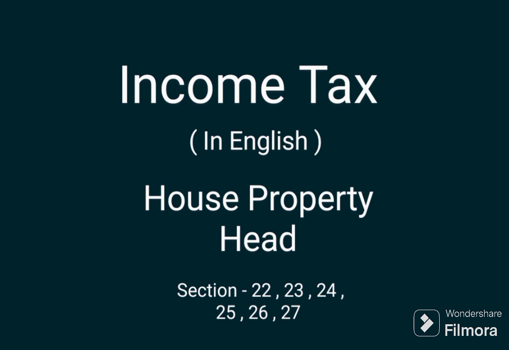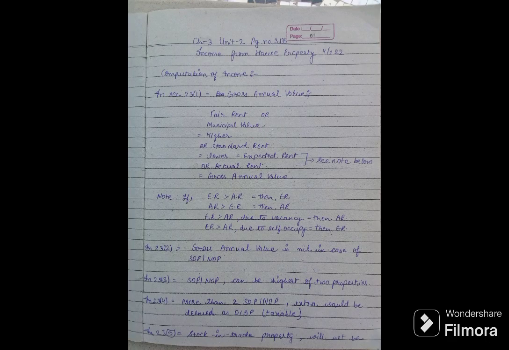Section 22 is completed. Now we have to compute income from house property. For calculating income from house property, the first step would be calculating gross annual value of house property. The manner of calculating gross annual value of house property is provided under section number 23 of House Property Head.